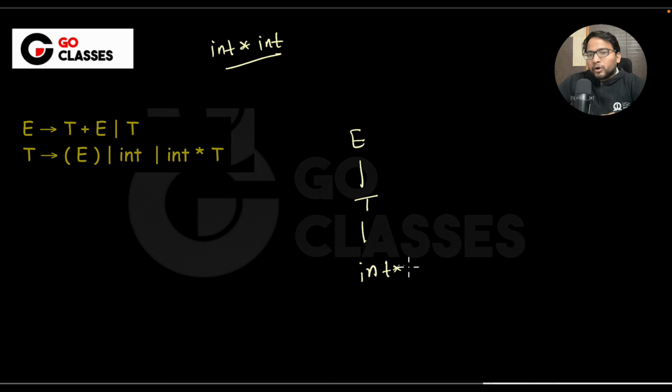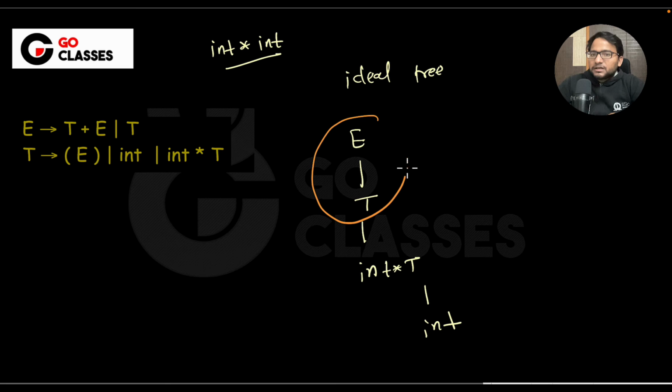See, you don't need to write the ideal tree in the exam. I'm just telling you what is the ideal tree. This is the ideal tree, right? But the problem with us is that we are able to get this, but the moment we try this T, this int is successful. So we are not backtracking on this T. We are backtracking directly on E. Okay, we don't need to backtrack because this was successful.